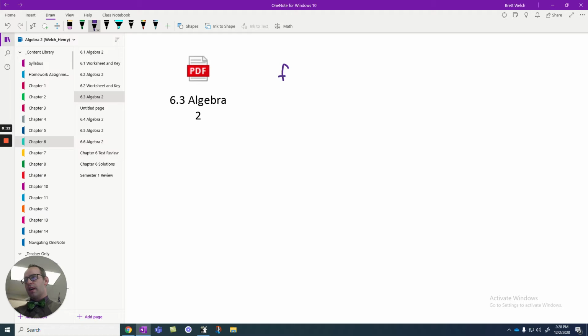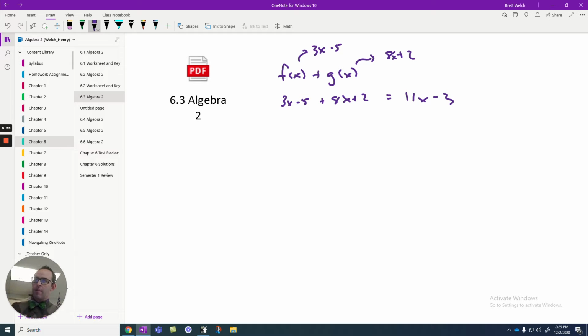If you take f of x and you add g of x to it, if f of x was 3x minus 5 and g of x was 8x plus 2, that would literally mean take 3x minus 5 and add 8x plus 2 to get 11x minus 3. So conceptually, the beginning of the assignment is really just about remembering all of our different rules for adding, subtracting, multiplying, and dividing equations.